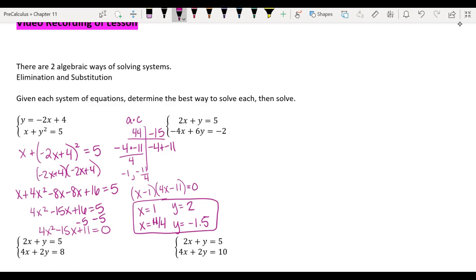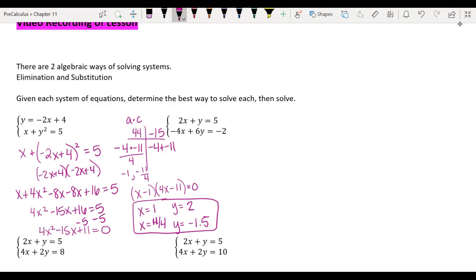Other questions on that one? So a solution to a system is the 2 locations where they intersect. Where you intersect is going to be a point. Any other questions?